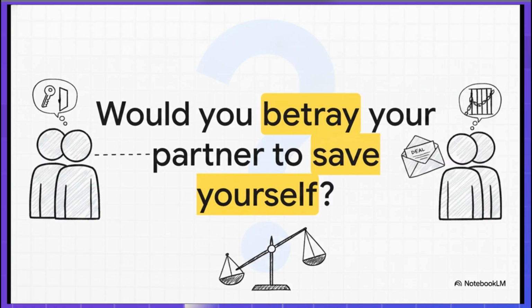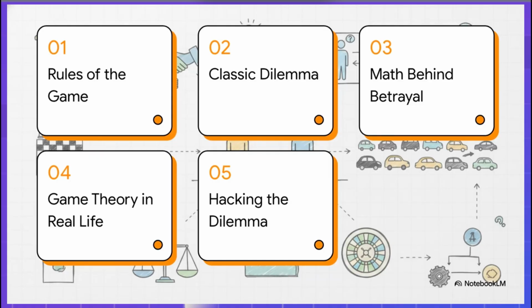To unpack all of this, here's our game plan. First, we'll cover the rules of the game. Second, the classic prisoner's dilemma. Third, the math behind betrayal. Fourth, game theory in real life. And finally, hacking the dilemma.